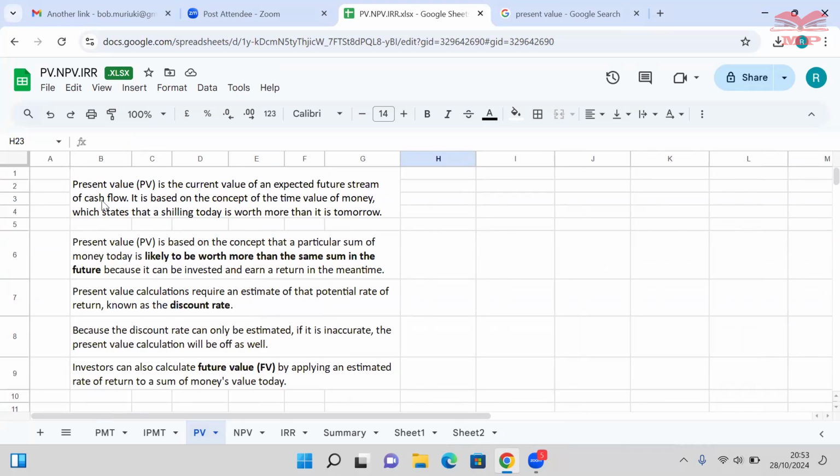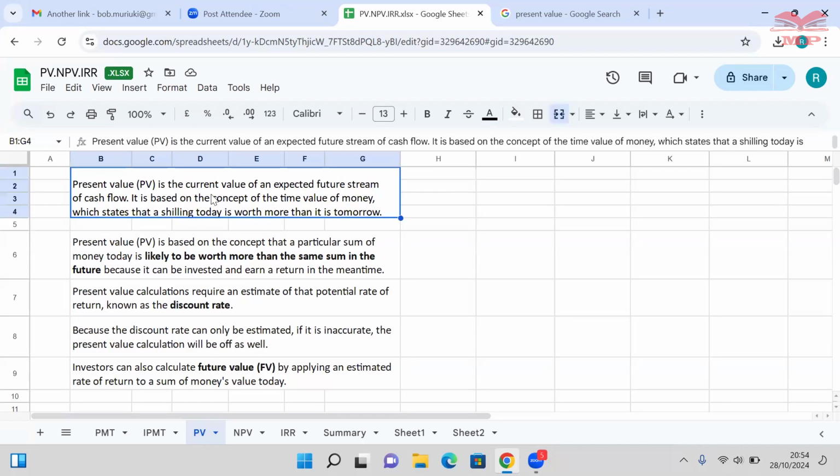Okay, the time value of money means a shilling today, if you invest it, might be worth more in the future. If you don't invest it, it might be worth less in the future. So the value of money changes with time. That is what we're calling the time value of money. So we're saying the present value is the current value of an expected future stream of cash flow. It is based on the concept of the time value of money.